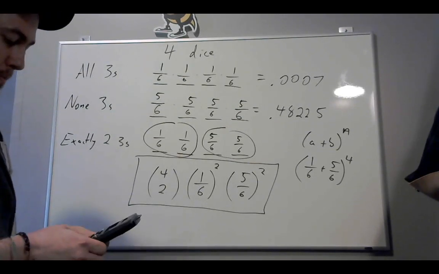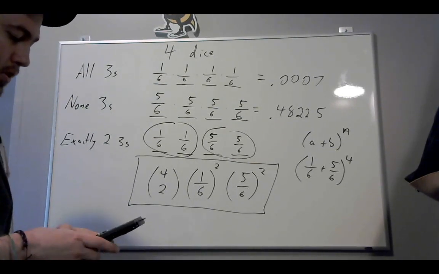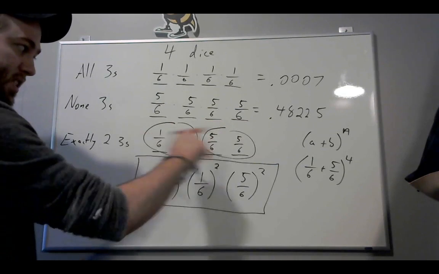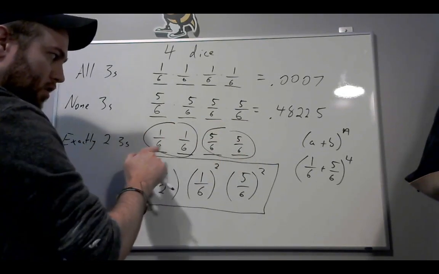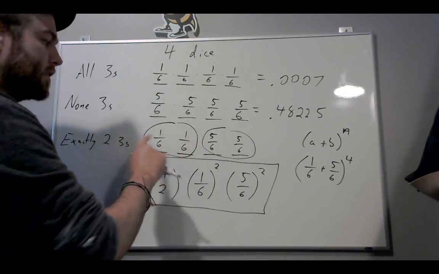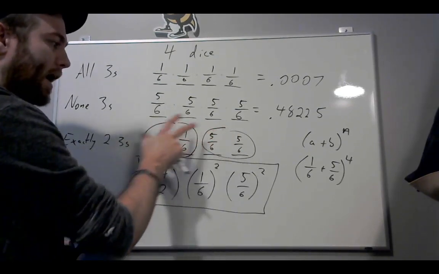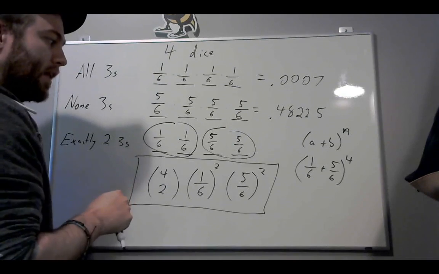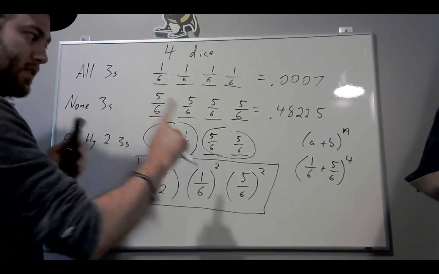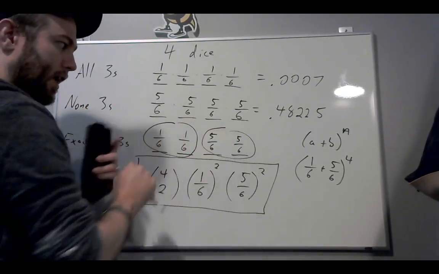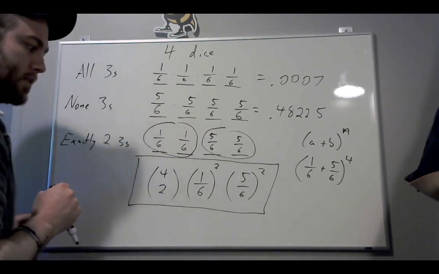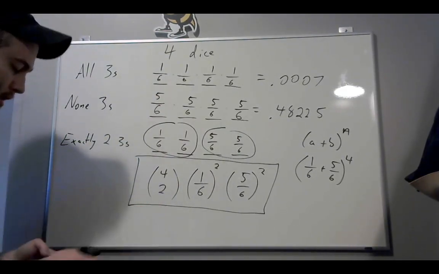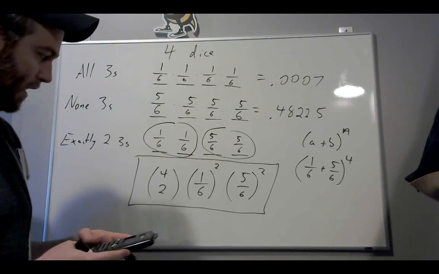So, 4 choose 2 is 6, so there are 6 ways that I can combine these with these 1/6s being in different locations. I don't care which 1/6 is which. I just care that they are in different spots. So let's do this math.